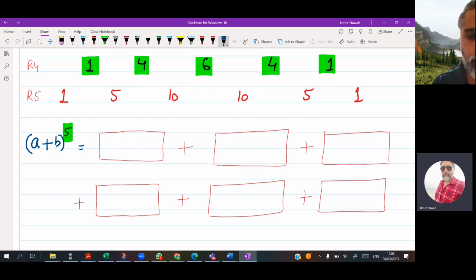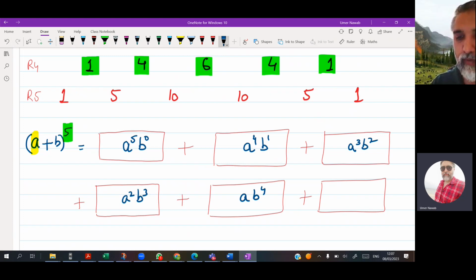We should start with the first number, which is a, with the maximum power. So a power 5, and b should start from the minimum power, which is 0. So 5 plus 0 is 5. Then the power of a will be decreased by 1, and the power of b will be increased by 1, so the sum of the powers must be 5. Then a^3 b^2, then a^2 b^3, then a b^4, then b^5. You may check now the sum of the powers equals 5.